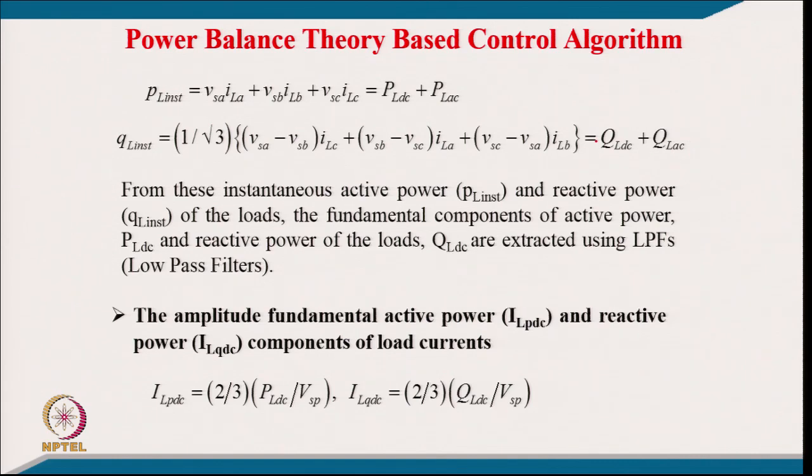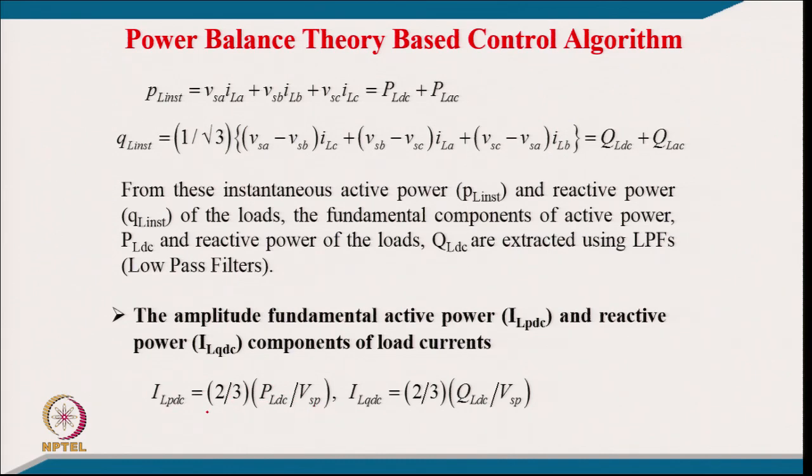So, again we use a low pass filter to get this, which we already discussed in the block. So, from these instantaneous active power and reactive power of the load, the fundamental active power, this DC component, and fundamental reactive power, this component, are extracted using low pass filters, which is shown in the block diagram. So, the amplitude of the fundamental active power component and reactive power current can be calculated from the equivalent load, here 2 by 3, because it is a power, so divide by the amplitude of the voltage for 3 phase. So, we have to get the equivalent per phase.